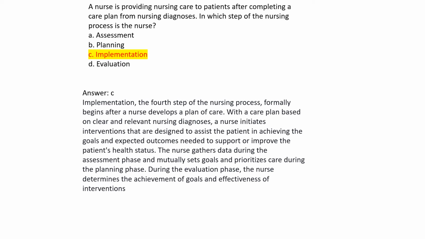Answer: C. Implementation. The fourth step of the nursing process formally begins after a nurse develops a plan of care, with a care plan based on clear and relevant nursing diagnoses. A nurse initiates interventions that are designed to assist the patient in achieving the goals and expected outcomes needed to support or improve the patient's health status. The nurse gathers data during the assessment phase and mutually sets goals and prioritizes care during the planning phase. During the evaluation phase, the nurse determines the achievement of goals and effectiveness of interventions.